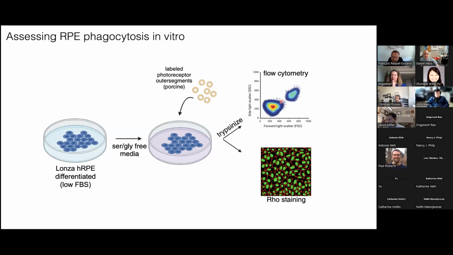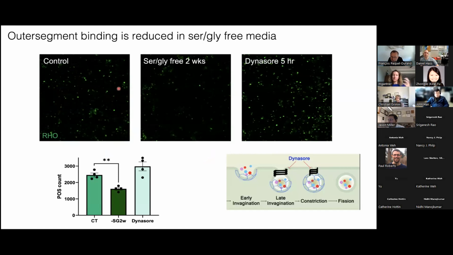And I want to get onto the metabolism part of this project. So I'm not showing the flow cytometry data, but what we did see was a subtle but very reliable decrease in the number of POS that were internalized in the cells. But what we think we got the most insight from was this cell staining. And I'm regretting we don't have the ZO1 in here, but this is a picture of the RPE cells taken from above.